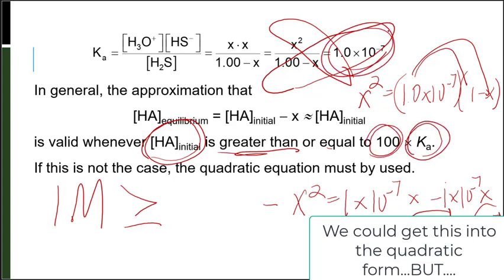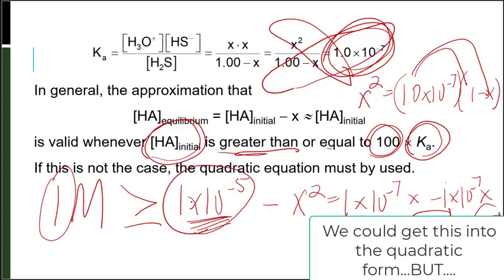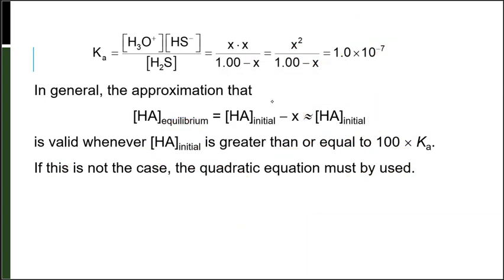So our Ka is 1 times 10 to the negative 7. So 1 times 10 to the negative 7 times 100 is equal to 1 times 10 to the negative 5. This is still a really small number. 1 is definitely greater than this number. If that's the case, we don't need to go this far to use the quadratic equation. We can say that that difference, 1 minus this super duper small number, is pretty much going to be equal to that initial value. So we can get rid of that minus x. That can make this go a lot easier.